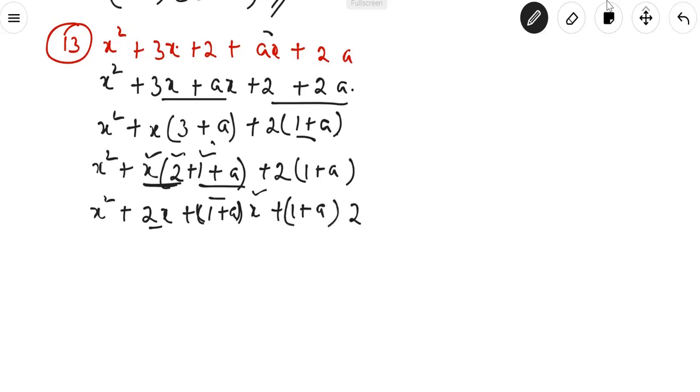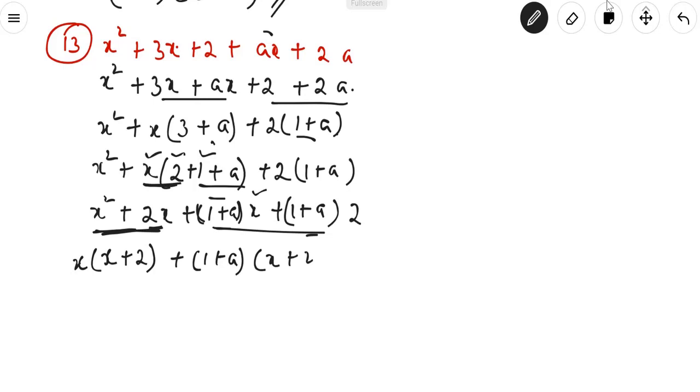Now this and this is common. So I can take it outside. This one I can take as one group, and this one as one more group. If I take x outside here, this becomes x plus 2. Can you see here? This one I have grouped. So if I take x outside, this becomes one group. Plus I will take 1 plus a outside. What is left here? X plus 2 is left.